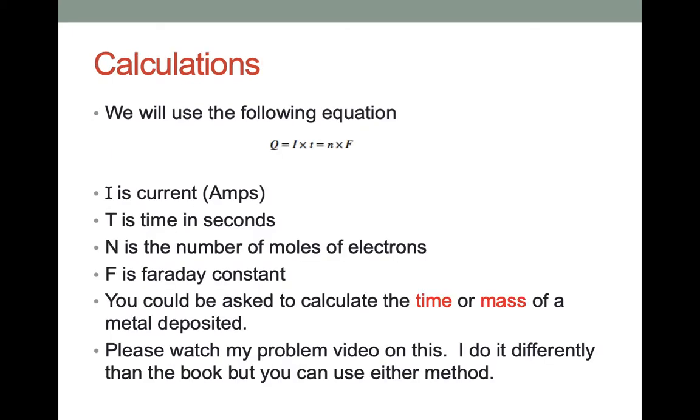So, calculations. We're going to use this equation only, and we need to know what those values are. So, I is the current in amps, and that is this first letter here. It doesn't really look like an I, but it is. This letter is t, which is time in seconds. n is the number of moles of electrons that are being transferred. And F is Faraday's constant. So you'll definitely need that written down on your one-page summary of this chapter.